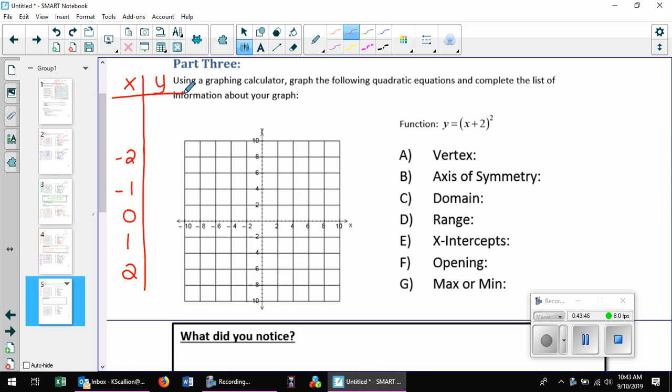Okay, just do it like that. Move your negative 2 down a little bit.